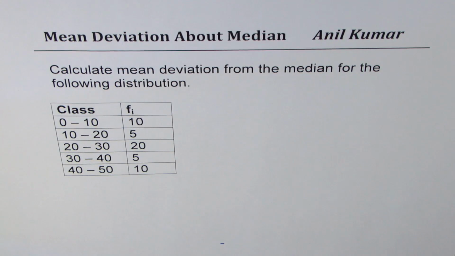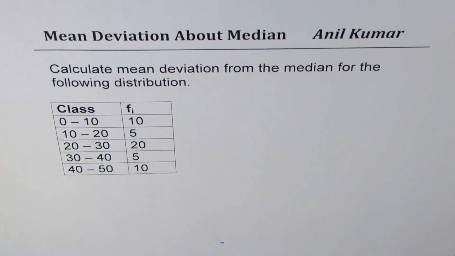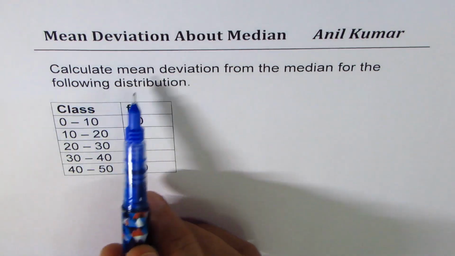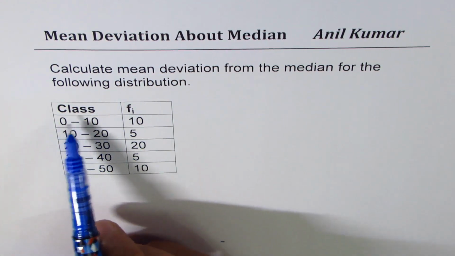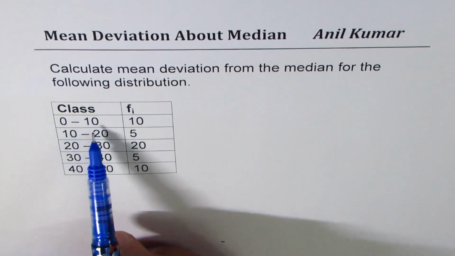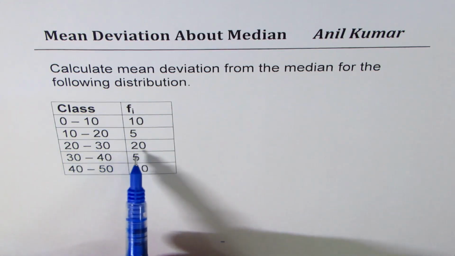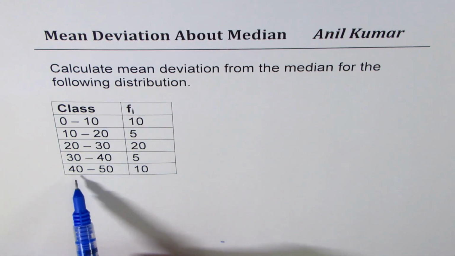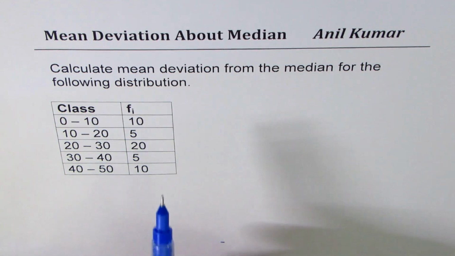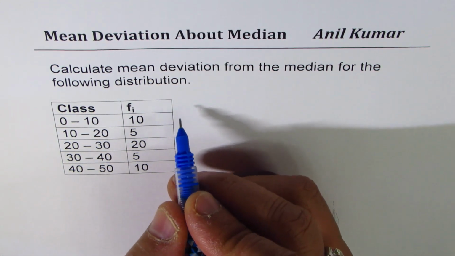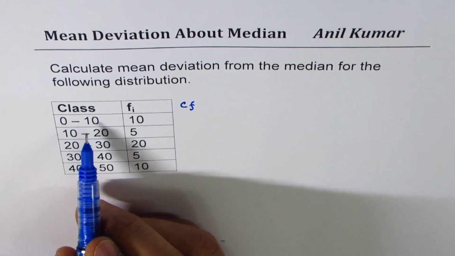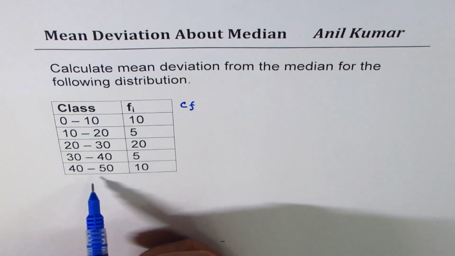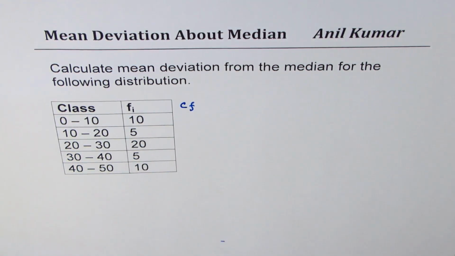Thanks. Now let us see how to find mean deviation about the median when group data is given to us. So the question here is, calculate mean deviation from the median for the following distribution. So we are given the classes 0-10, 10-20, 20-30, 30-40, 40-50 with frequencies 10, 5, 20, 5, 10. Now in this case, you have to add two columns. One, let's find the cumulative frequency, and the other one will be the class mark, the middle values of the class, right? So these are the two columns which we need to add.